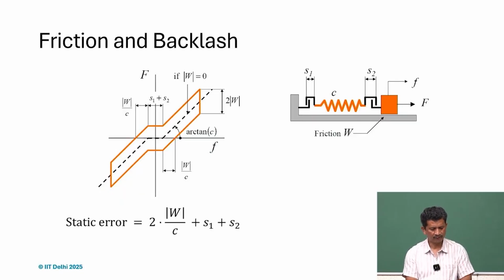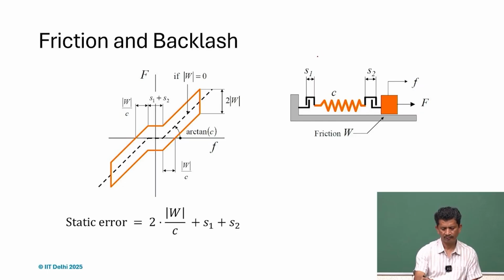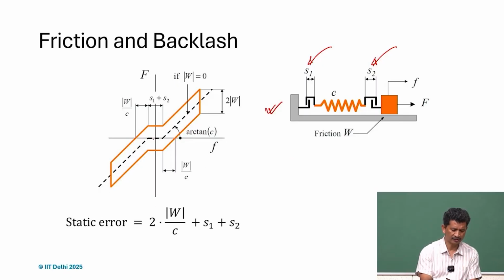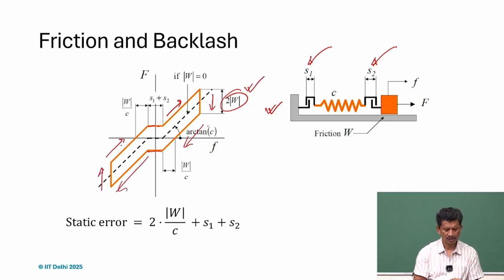What happens if we have backlash or play involved? How will this hysteresis curve change? If we just look at this diagram and we start again, we realize that S1 and S2 are there, and then again the same stiffness we have, but here we will have the same drop of 2W, and then it will come like this, and then again S1 and S2 we can check.